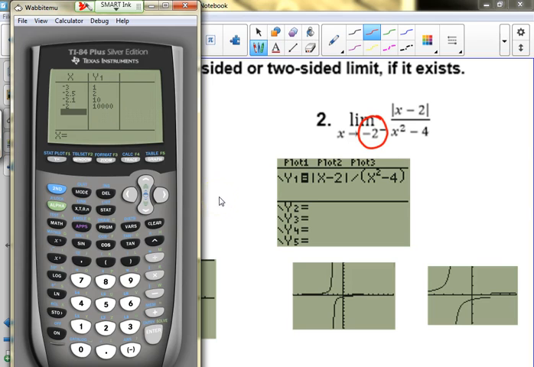Yeah, it's approaching infinity. So the limit from the left does not exist, but the graph increases without bound. So we can describe it as approaching infinity. A one-sided limit, you can just use infinity. It's no big deal, okay?